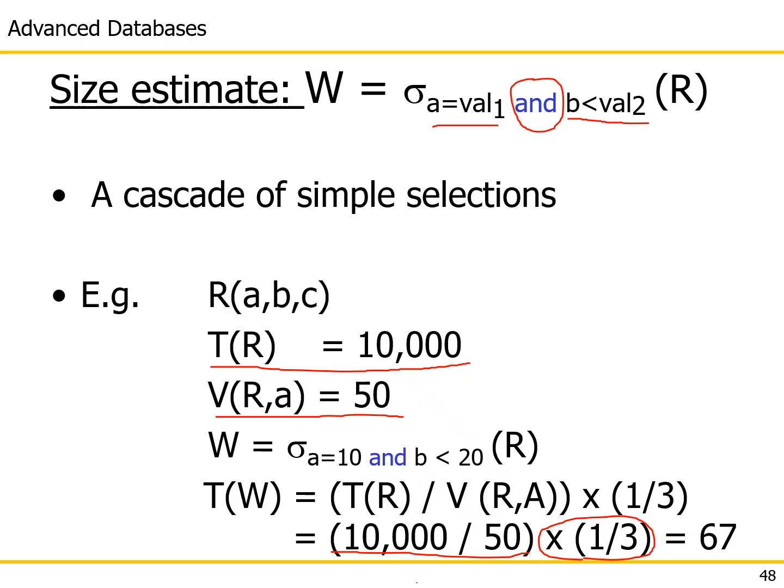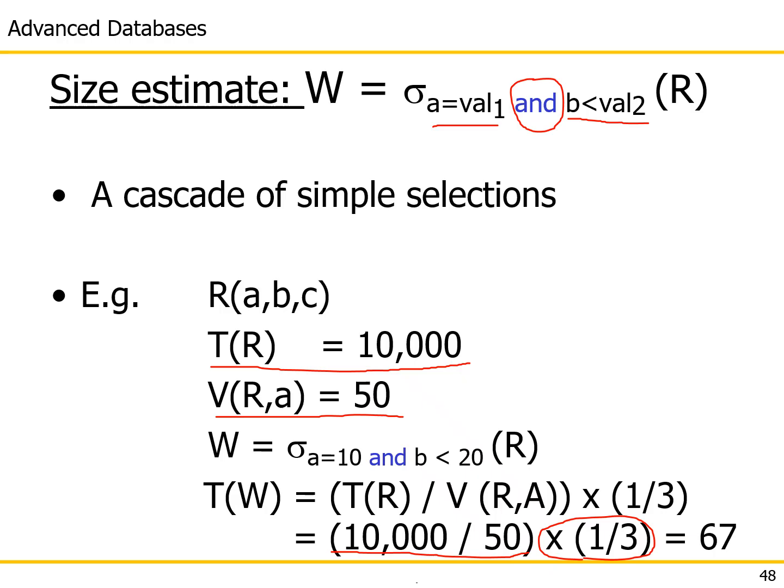Now, the trick is in here. This is an AND. It means that the rows that go into the result set have to satisfy this one and this one. So here's what I'm going to do. I will just run it from left to right. If I run this one first, I will get 1 divided by 50 multiplied by 10,000. That's 200. Now, I'm going to say, okay, and I want those 200 rows coming out from this guy to also satisfy B less than val 2.